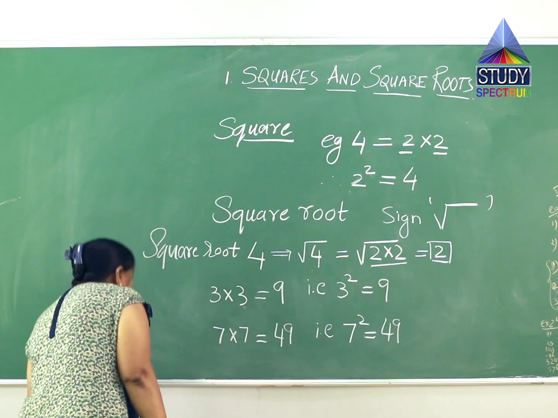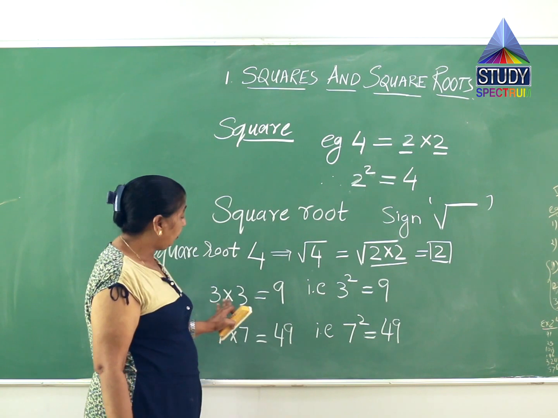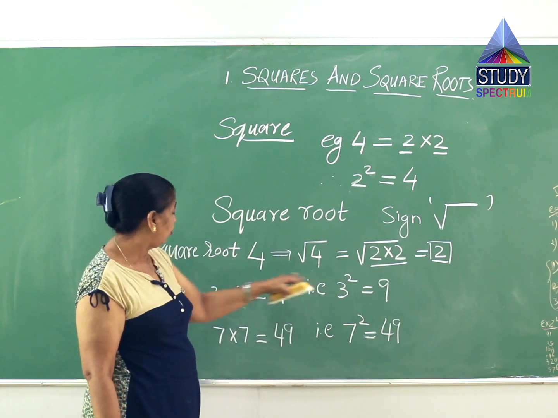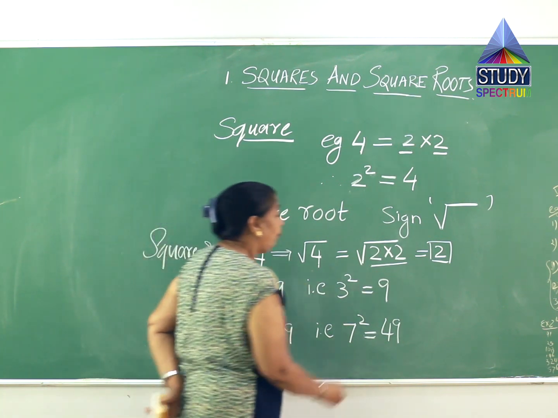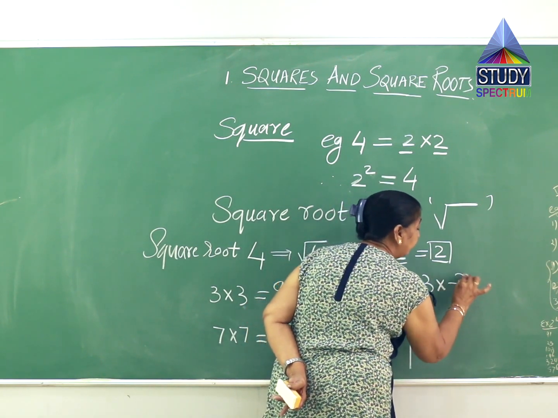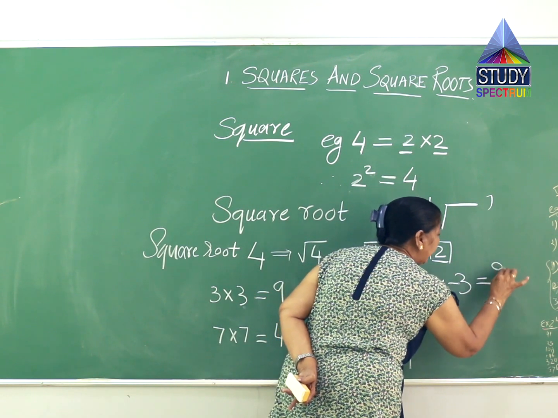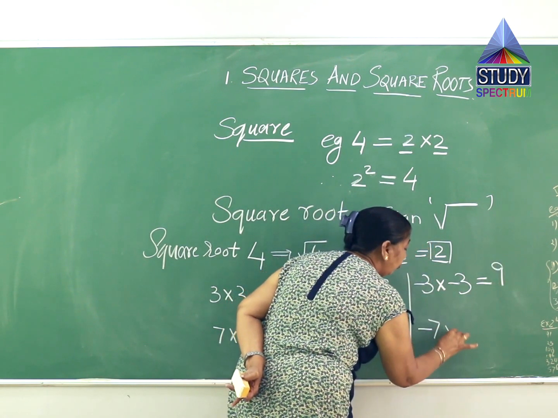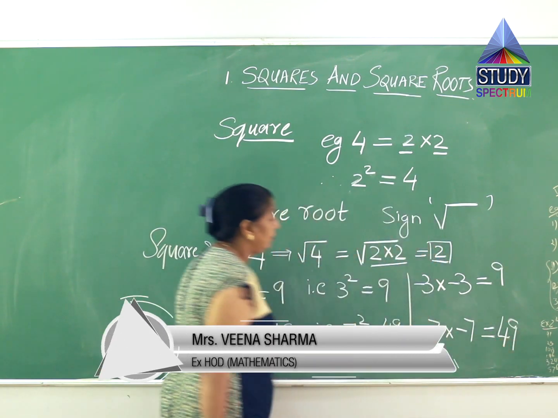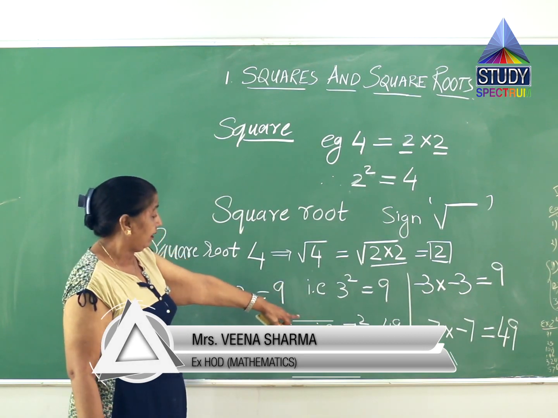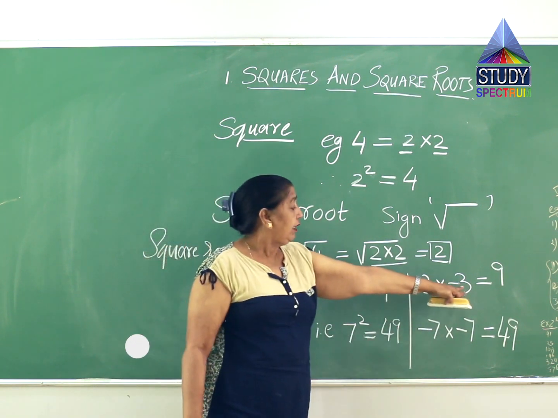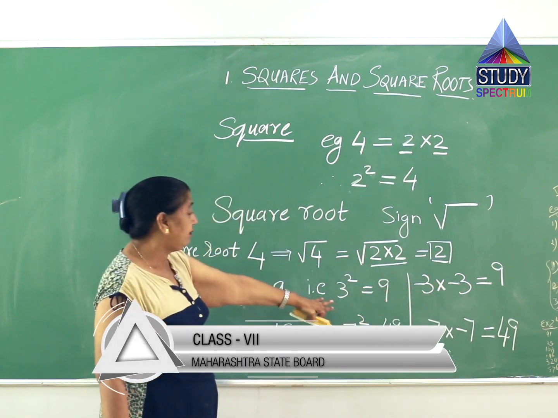Now children, we can see that a positive number multiplied by itself gives me 9, that is the square of that number. Same way, if I multiply minus 3 into minus 3, that will also give me 9. Minus 7 into minus 7 will also give me 49. By this example, it's clear that a positive number or its opposite, the negative number, if multiplied by itself, gives me the same answer.